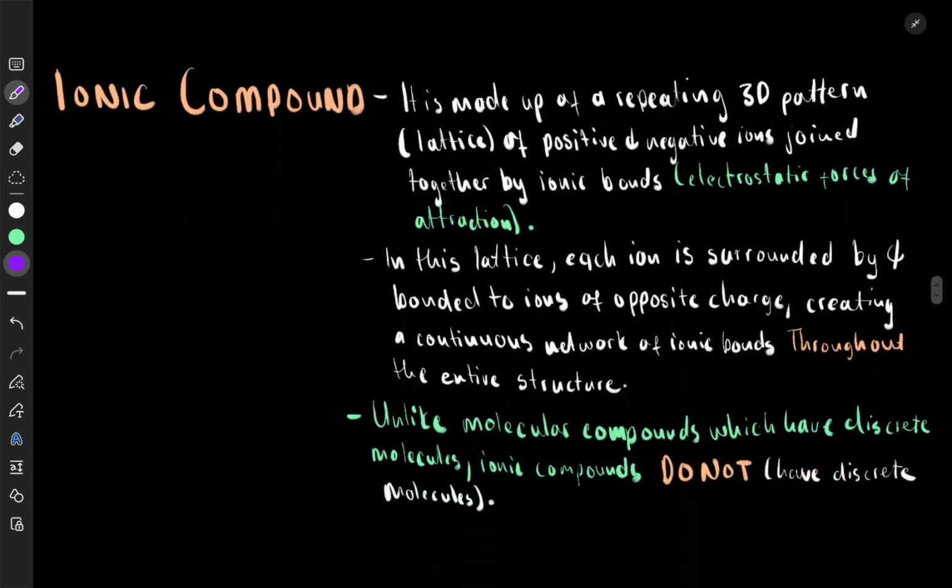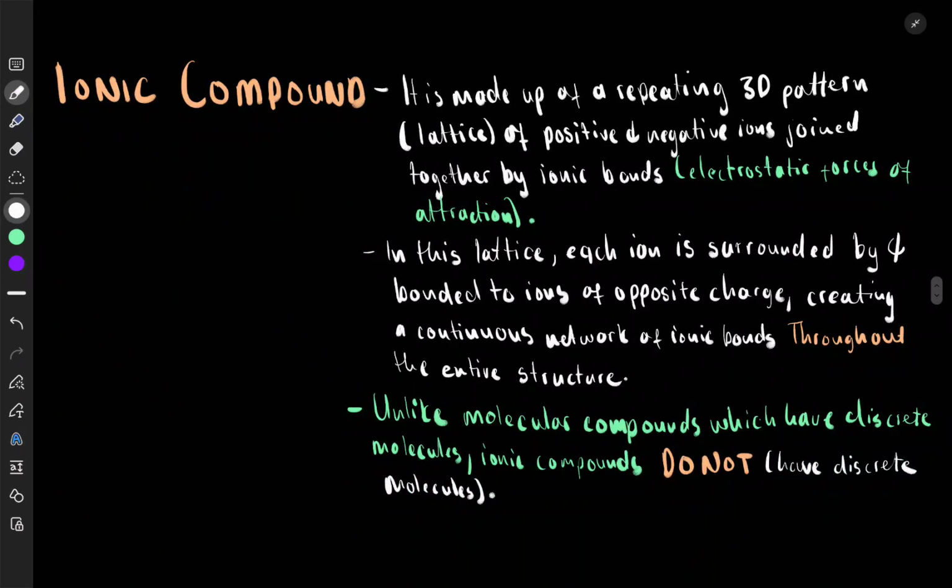Okay, now let's see what an ionic compound is, and let's see what big mistake people make a lot. An ionic compound now, instead of being separate, what is it made up of? It is made up of a repeating pattern, a 3D pattern, which means it goes in all directions. A repeating 3D pattern or repeating lattice, a lattice of positive and negative ions. A 3D lattice. What is it?